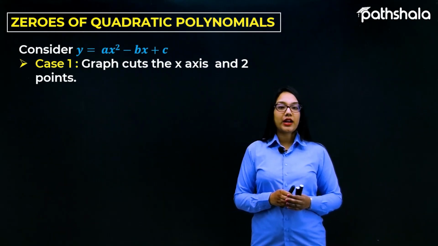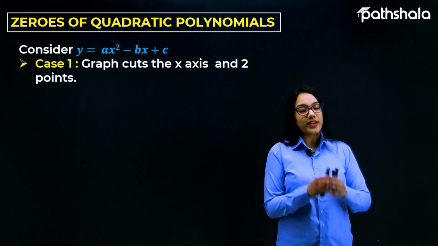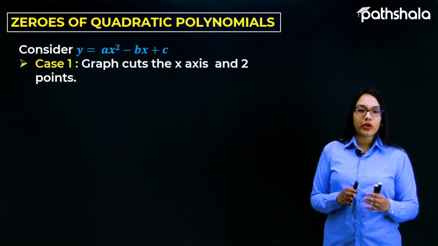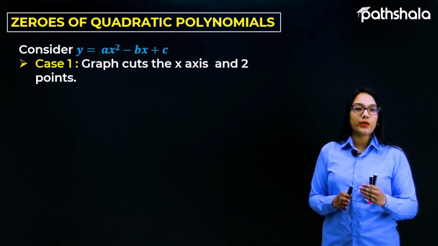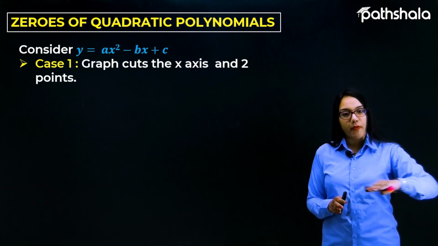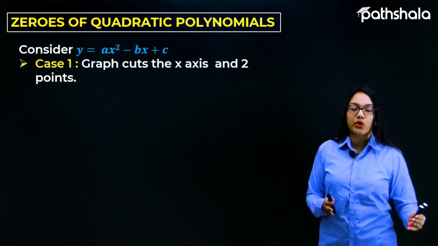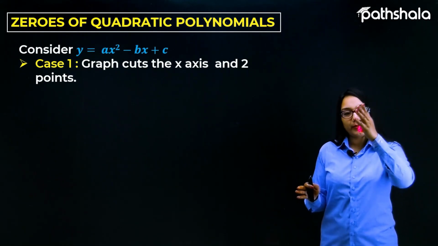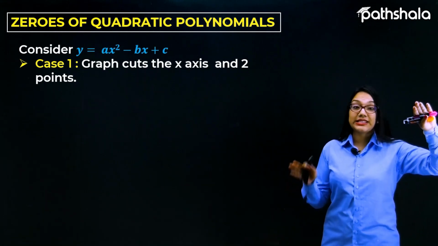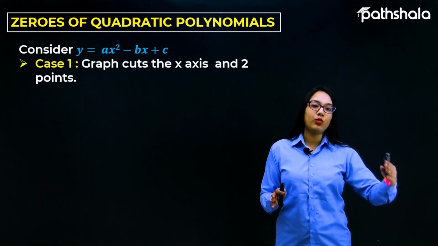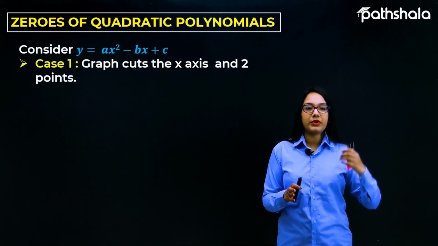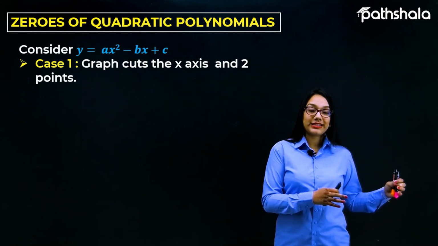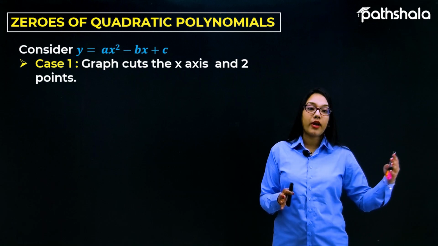Case 1 says when the graph cuts the x-axis at 2 points. As we know, whenever we draw any quadratic polynomial, its graph, or curve, is always in the form of a parabola, either in the upward direction or in the downward direction. It all depends upon the value of a. Whenever a is greater than 0, the parabola will be in the upward direction. Whenever a is less than 0, the parabola will be in the downward direction. On the basis of this parabola, we can say that there are cases where the graph cuts the x-axis at no point, at 1 point, or at 2 points.